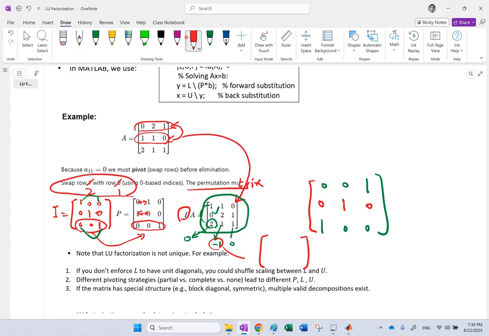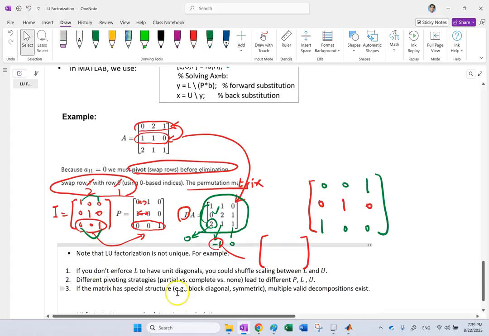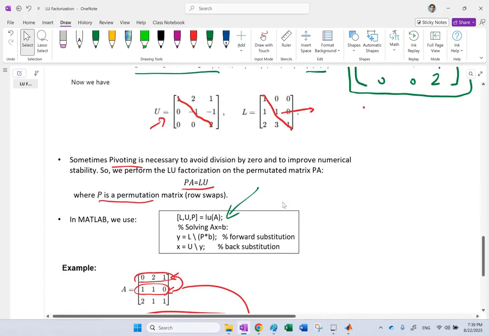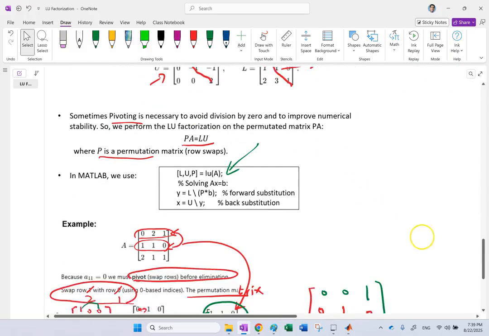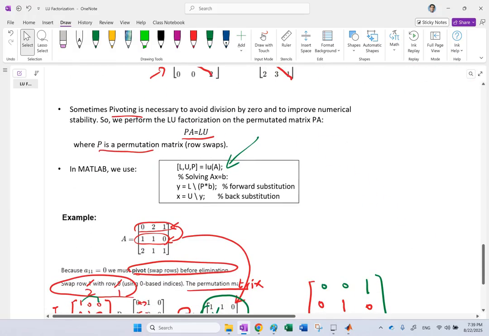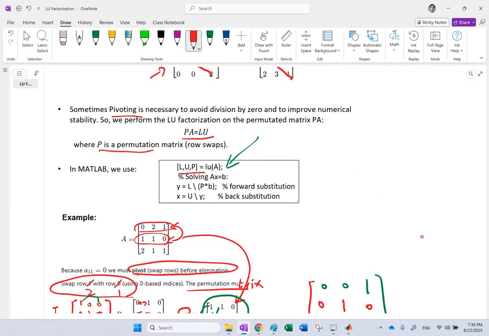So you see here, I do need to do this, what we call pivoting or swapping rows, to avoid division by 0. Good. Now in MATLAB, if you want to get the LU and the permutation matrix, the command is [L, U, P] = lu(A). In that case, as I said, either PA equals LU or A equals P transpose L times U. Both of them are good.